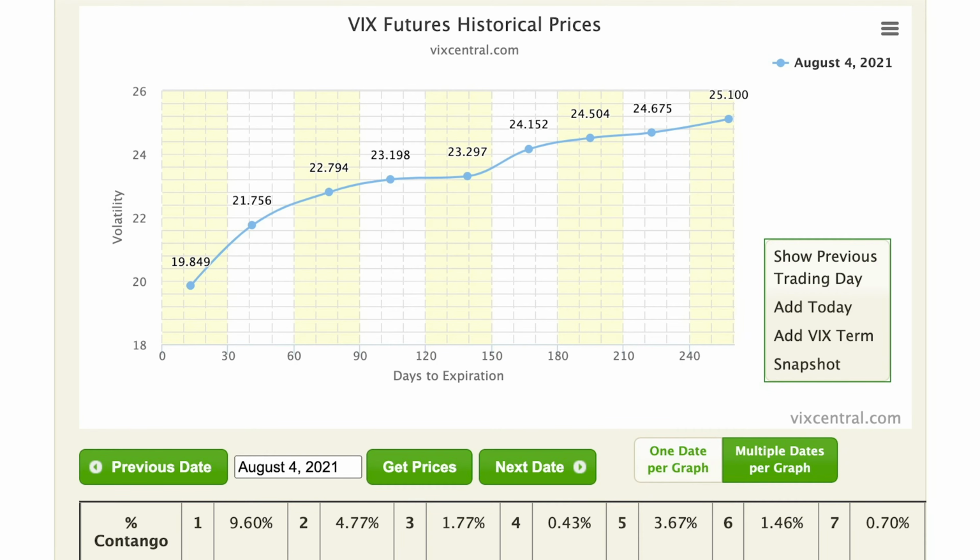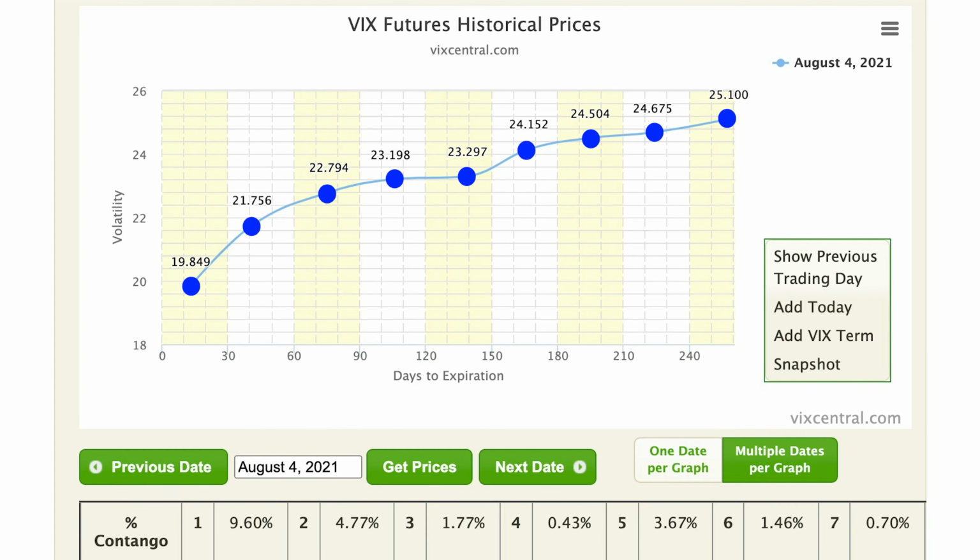So what you're looking at here is a website called VIXCentral.com. You'll definitely want to bookmark this one. It's one that I check multiple times a day. This VIX futures term structure here is for August 4th, 2021, just to use as an example. Now, obviously, this is going to be different on the date that you're looking at it, but you can always check VIXCentral.com for the most up-to-date term structure.